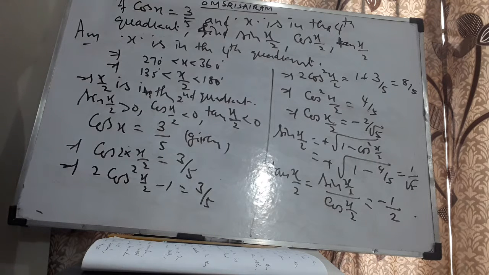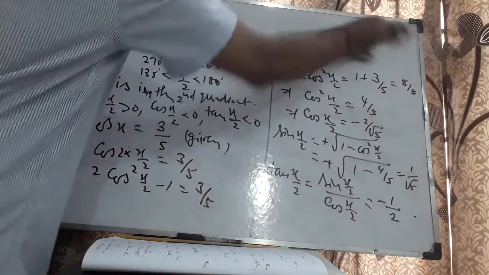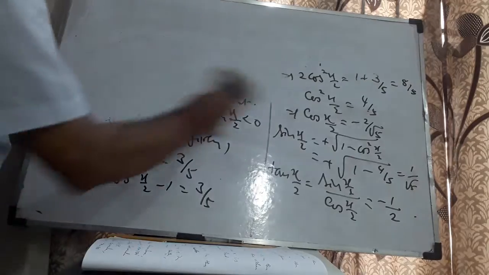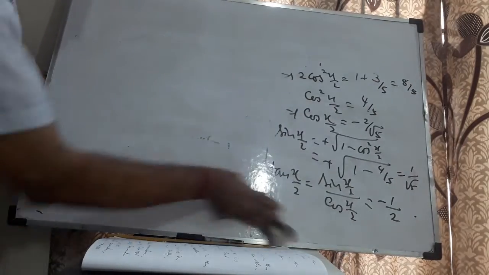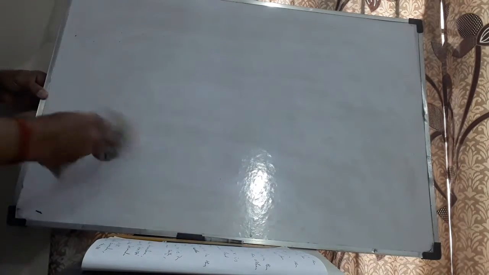Without even knowing the exact value of x, we'll be able to do the sums of any type, any sum of this type. We need not even know what the exact value of x is. Without knowing what x is, we'll be able to answer. There is a speciality of such answers. Okay, let me move on to the second problem.